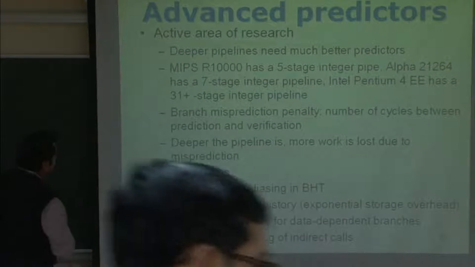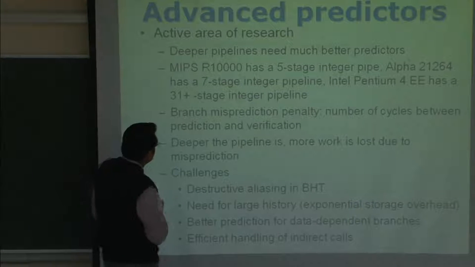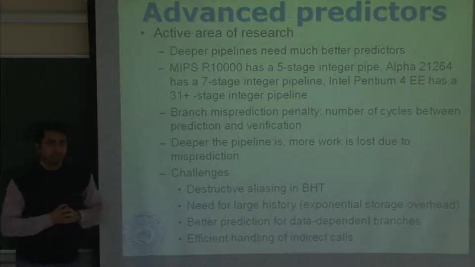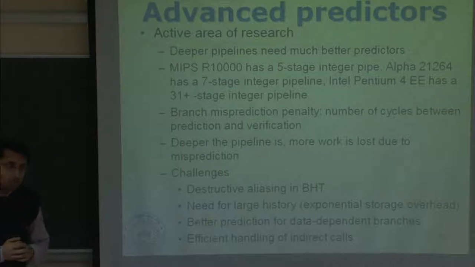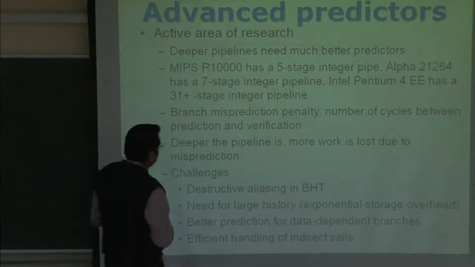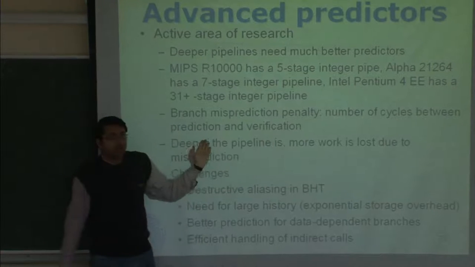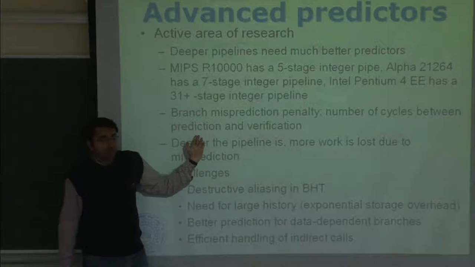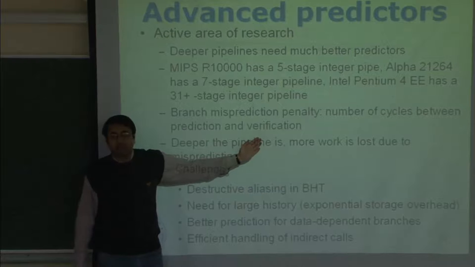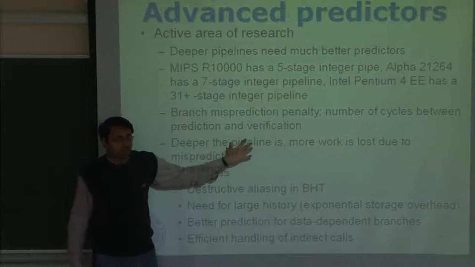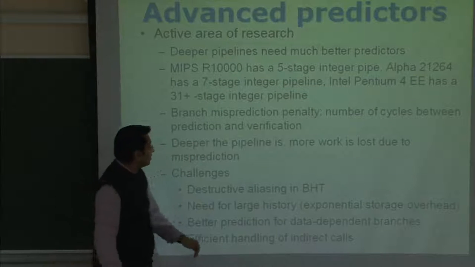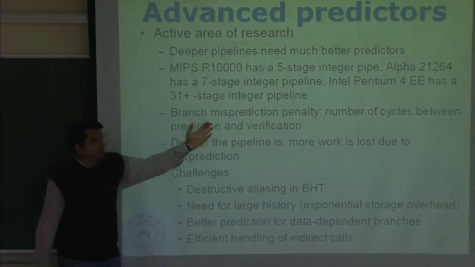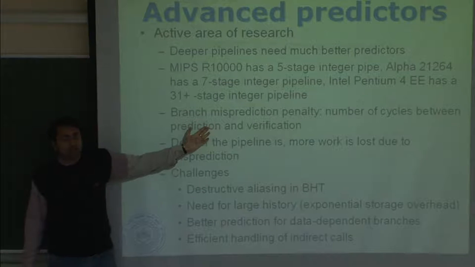So what is branch misprediction penalty? That's the number of cycles between prediction and verification. So from the time you predict to the time you know whether the prediction was correct or not. Until verification, you will believe the prediction and fetch along that path. On verification, you will find that you made a mistake, in which case you have to throw out all the work that you have done and start afresh from the corrected path. So essentially, on a misprediction, these are the cycles that you lose.